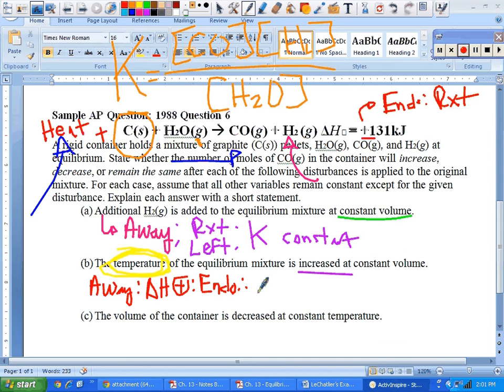So what's being made more of? You have more products. So here's the final important question. How is K affected? How do you know it's increased? Because it shifts towards the products. So when you shift towards the products and because of a temperature increase, K will increase because of that. Now, what I want you to do is I want you to do the final two. Do C and do D by yourself.